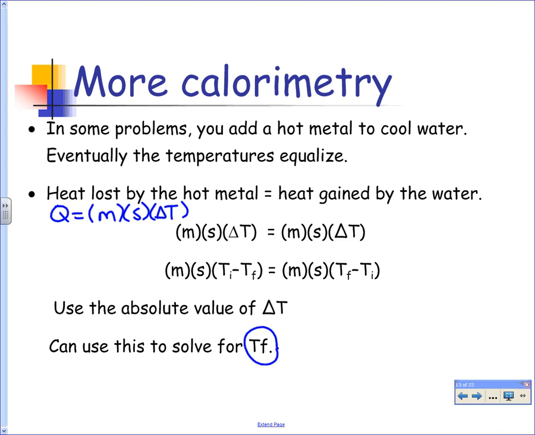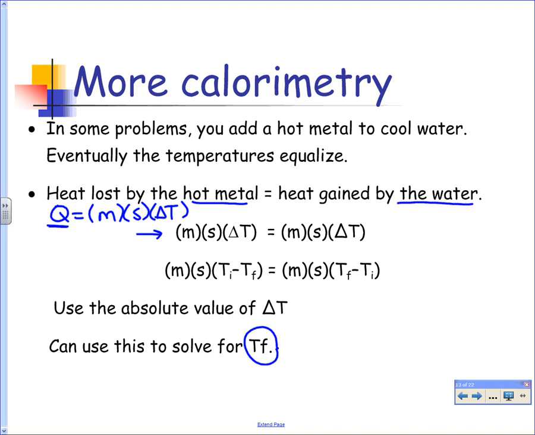Using this formula and knowing that the heat lost by the metal equals the heat gained by the water, we can see that our Q's are going to be the same. And so what we can do is eliminate Q out of the equation and start using this: the mass times the specific heat times the change in temperature equals the mass, the specific heat, and the change in temperature. One's for the metal, one's for the water.